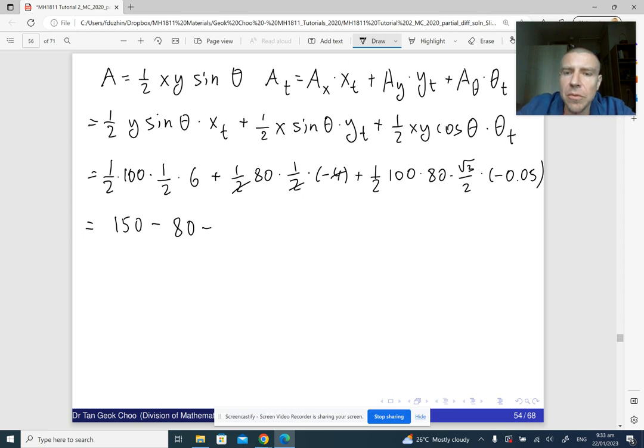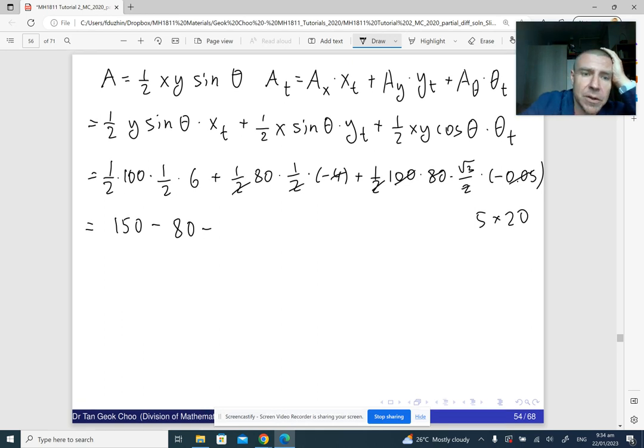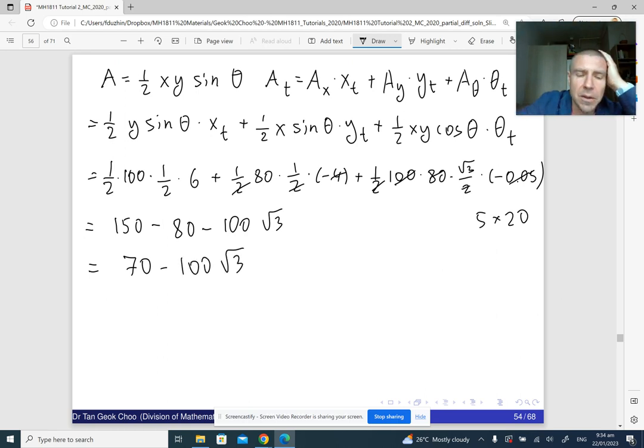Wait a second. So let me do it like this. 100 times 0.05 is just 5 times 80. 80 times 80 divided by 4 is 20. So 5 times 20 is 100. So minus 100 square root 3. So this is 150 minus 80 is 70, minus 100 square root 3. This is the answer. Okay. I guess you could calculate it in decimal, but it's not required. So I'll just leave it as is.